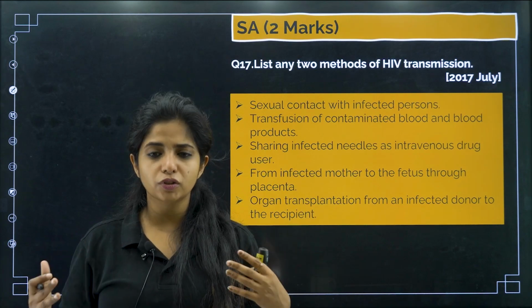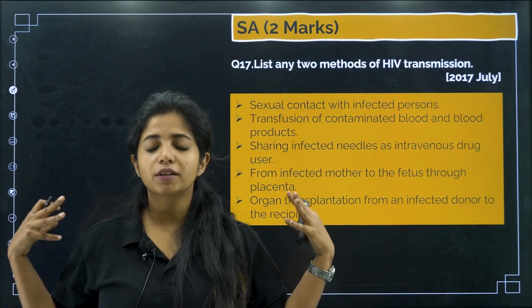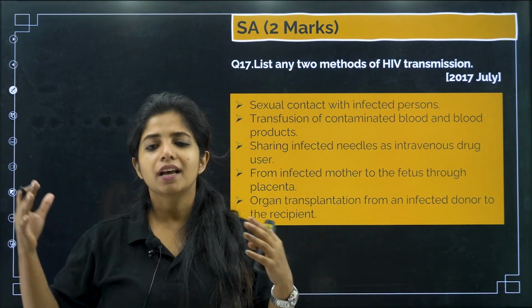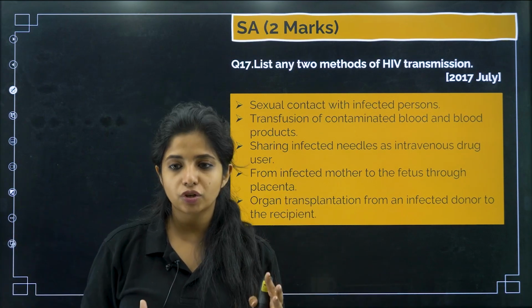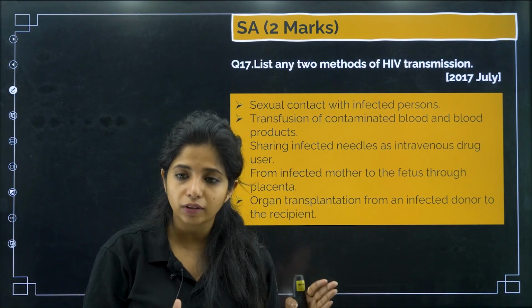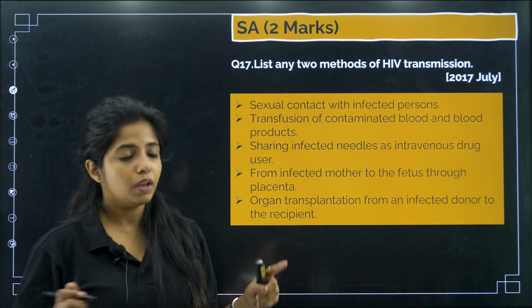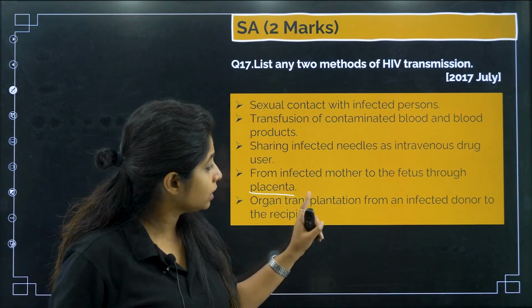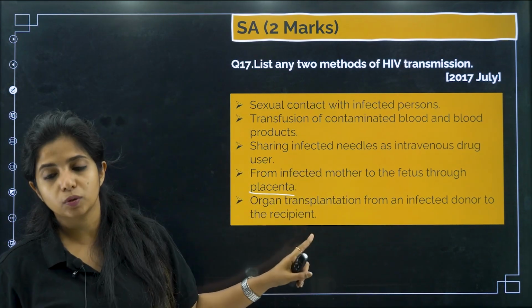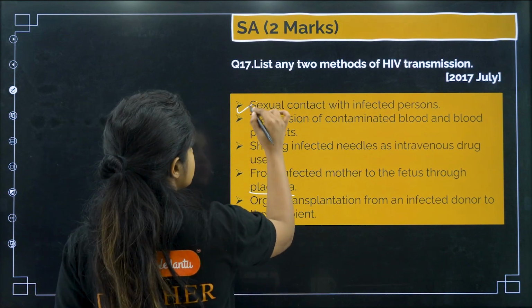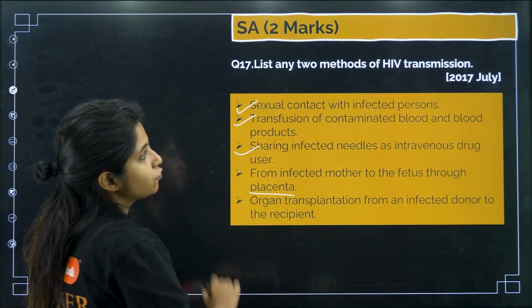Blood on blood usually does not matter, but somehow if there are certain bruises in the child or anything like that, and the blood is coming in contact, my dear children, it will be infecting. So infected mother to the fetus also, it's possible with the help of placenta. Now organ transplantation from an infected donor to the recipient, that is also one reason. So in your books, these are the things that are mentioned, so you have to remember it.